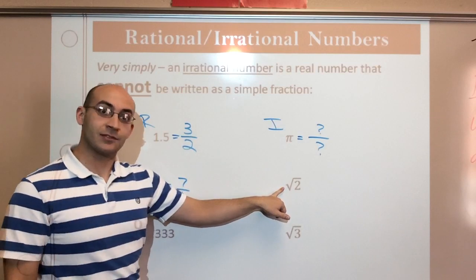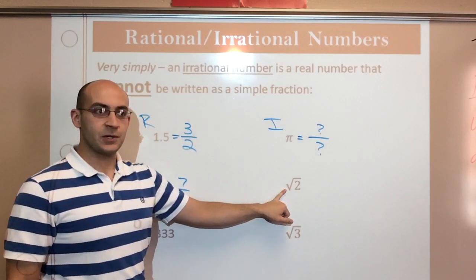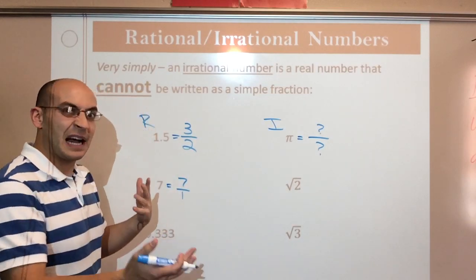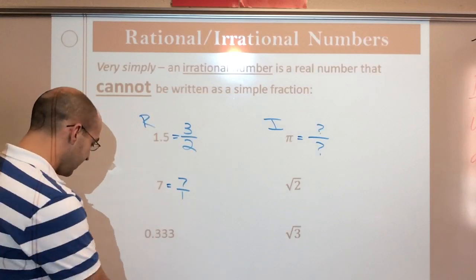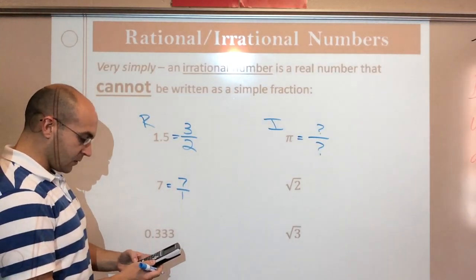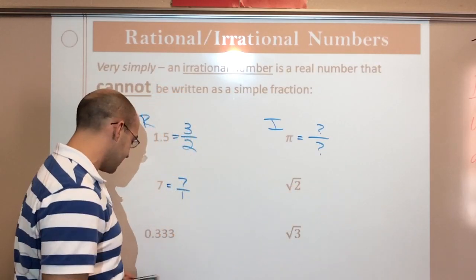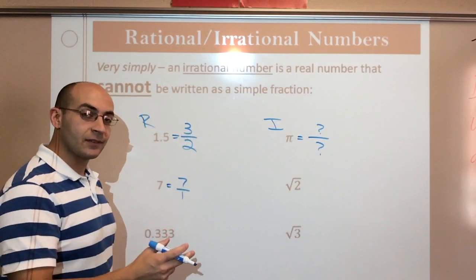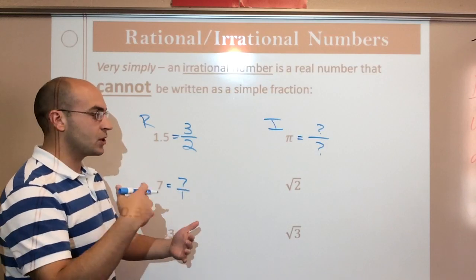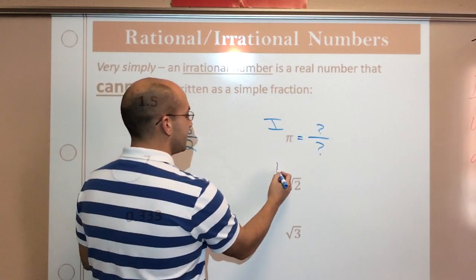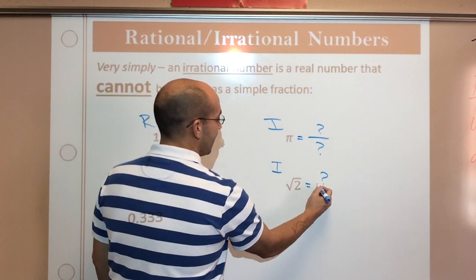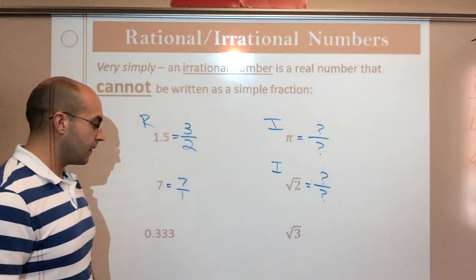Next, the square root of 2. Again, I don't really know. I'm going to put it in the calculator and see what it gives me. So the square root of 2, 1.4142135562. It is going to go on forever. No repeating, no terminating, a bunch of nonsense. This is another irrational number because I am not able to make it into a ratio.